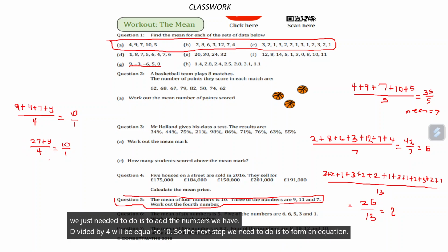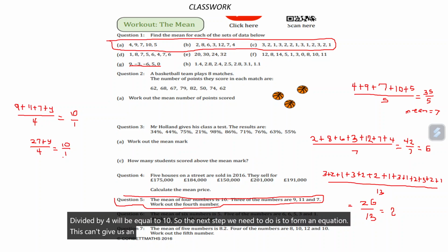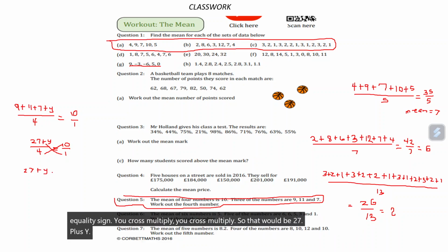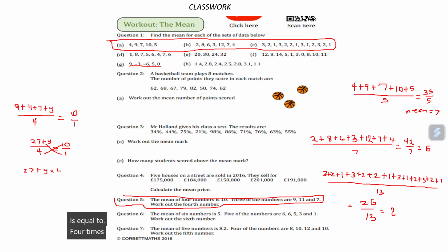This can give us an equation. So what we needed to do, we can cross multiply. Because of this equality sign, you cross multiply. So that will be 27 plus y is equal to 4 times 10 will give us 40.